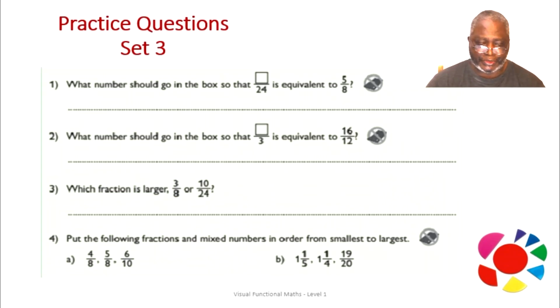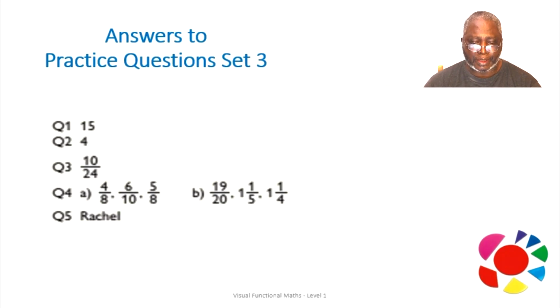Practice question set 3. You have 4 questions here which deal with what we've just learned. What number should go in the box so that blank over 24 is equivalent to 5/8? What number should go into the box so that blank over 3 is equivalent to 16/12? Which fraction is larger, 3/8 or 10/24? And then question 4, you have A and B, mixed numbers and equivalent fractions.